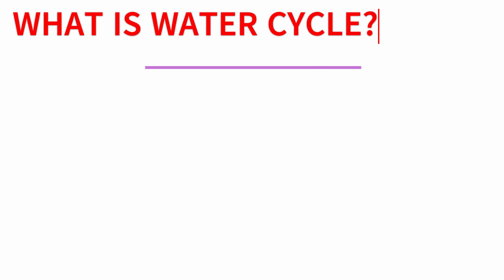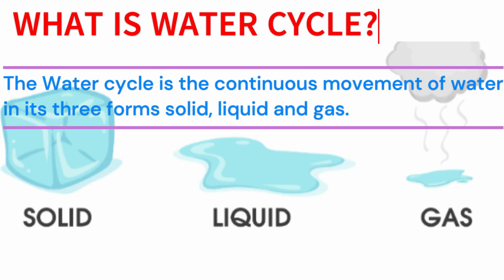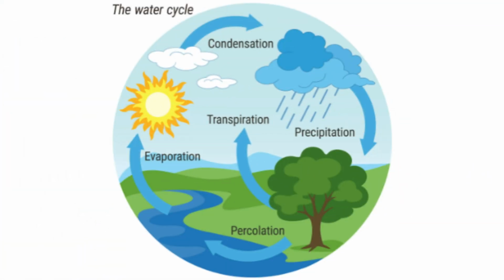Water cycle, an important natural phenomenon. The water cycle is the continuous movement of water in three forms: solid, liquid, and gas. This is a diagram of the water cycle. Firstly, water evaporates due to heat energy, and trees do the process of transpiration to form water vapor.